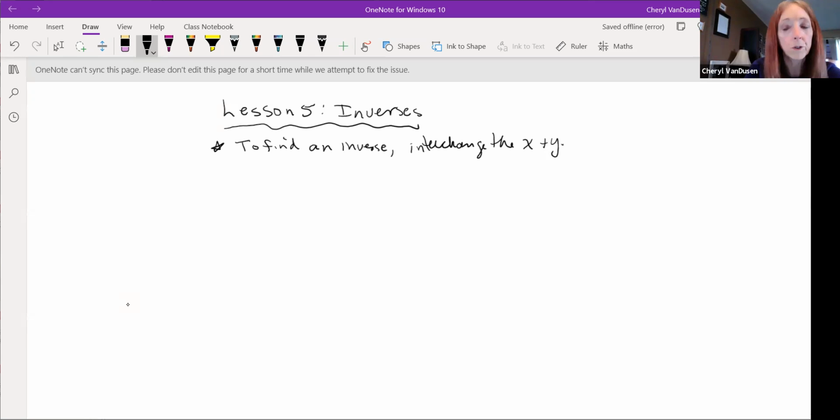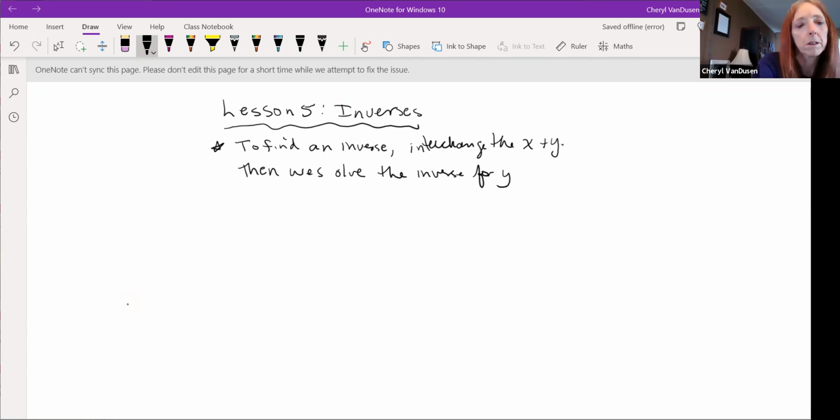Then what we try to do, if possible, and most of the time it's possible with the ones that we're asked to do, is solve the inverse for y.